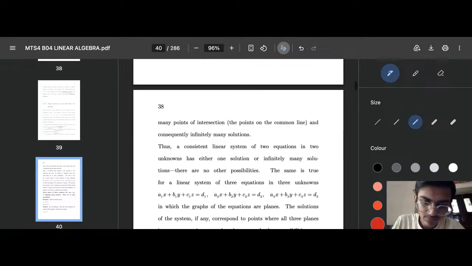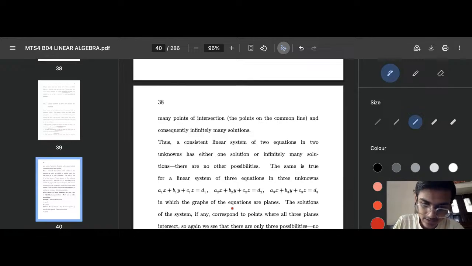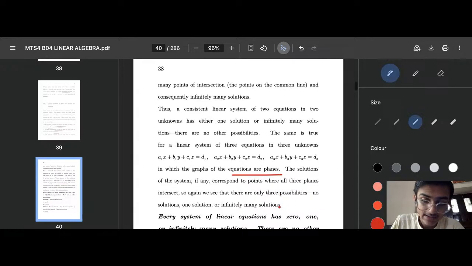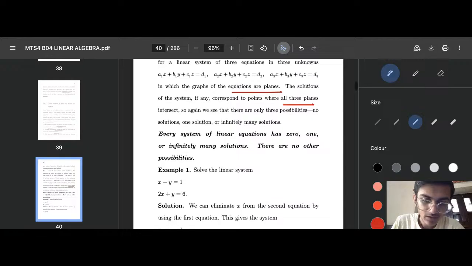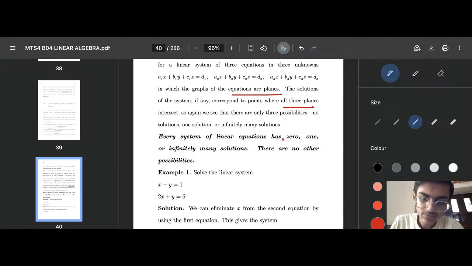In three equations we mainly discuss planes, as an equation of a plane is given, and the point where the 3 planes intersect gives you the unique solution. Again we see there are only 3 possibilities: no solution, one solution, or infinitely many solutions. So every system of linear equations has 0, 1, or infinitely many solutions. Any system of linear equations you take may have zero solutions, one solution, or infinitely many solutions. There is no other possibility.